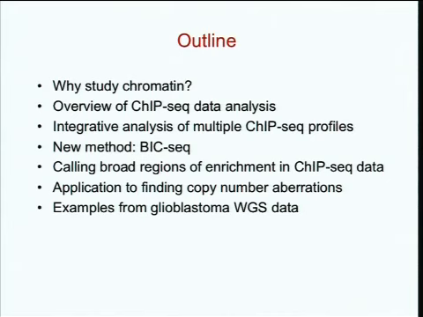So Raphael did a great job of introducing basic issues in ChIP-seq analysis. I'm not going to actually talk about that. Instead, I'll talk more about an overview of what people are doing with ChIP-seq, and why it's so important to study chromatin and these histone modifications. So I'll describe that in some detail.